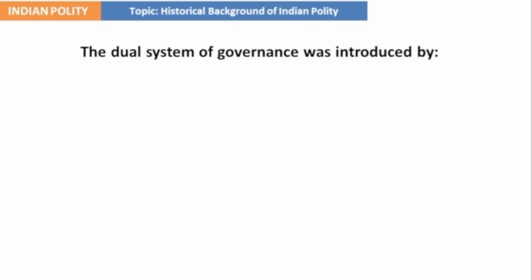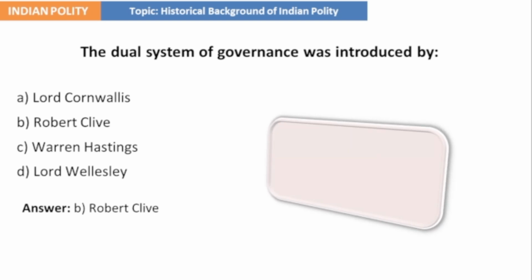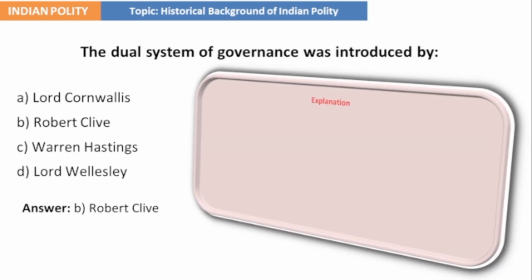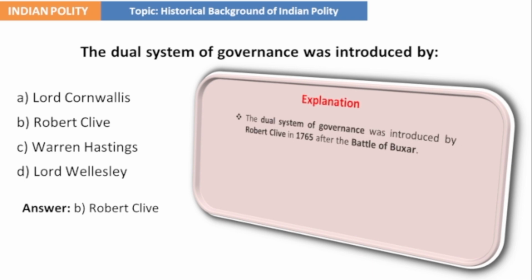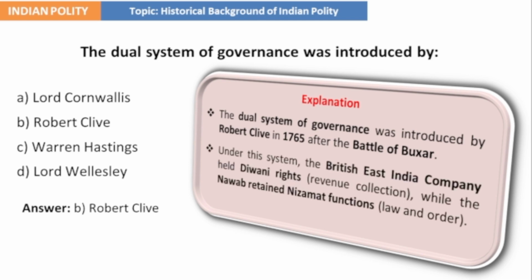The dual system of governance was introduced by... answer is option B, Robert Clive. The dual system of governance was introduced by Robert Clive in 1765 after the Battle of Buxar. Under this system, the British East India Company held Diwani rights, while the Nawab retained Nizamat functions, maintaining law and order.